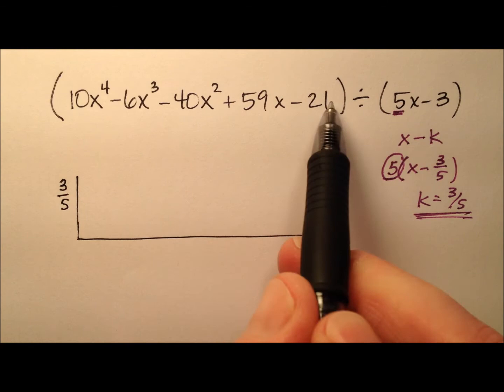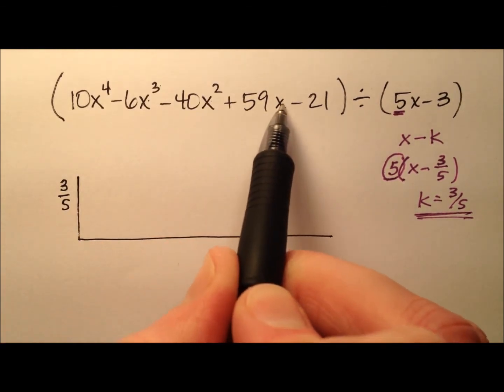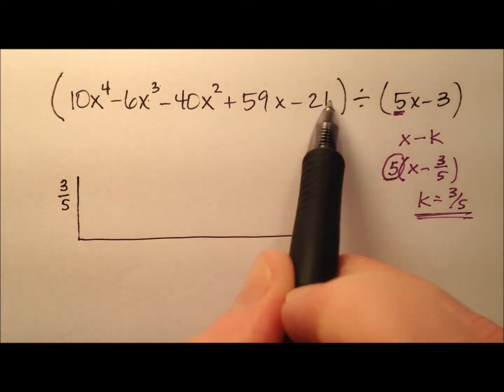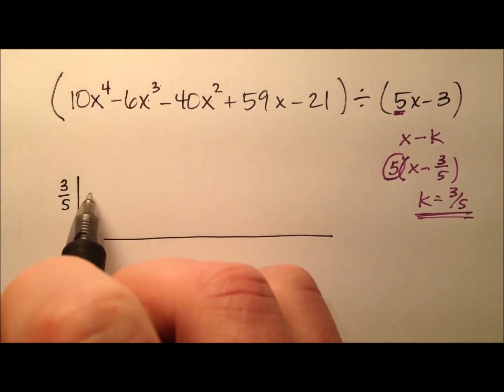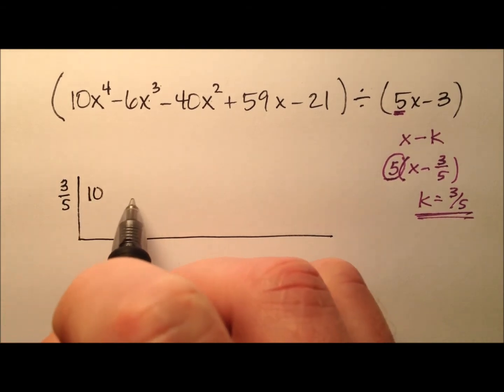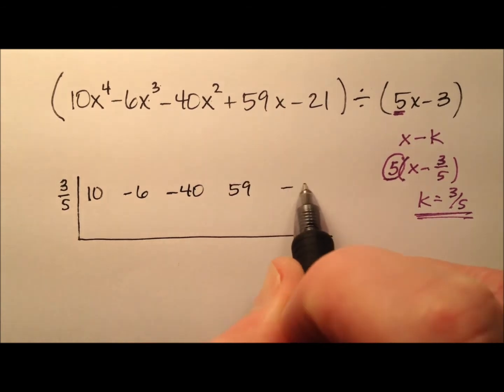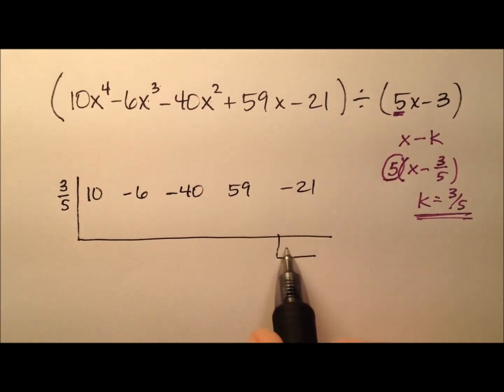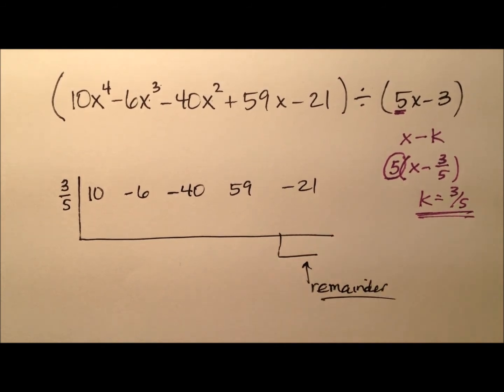I'm focusing on the coefficients. It looks like I have x to the 4th, x cubed, x squared, and linear and constant. I'm not missing any terms, so I don't need to put any zeros in as placeholders. So let's write all these coefficients: 10, -6, -40, 59, and -21. And I'll put a little spot here for my remainder in case we have one.